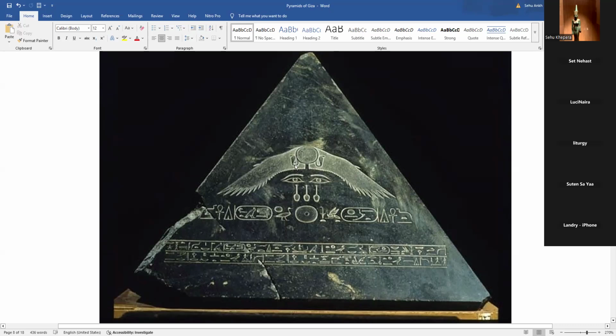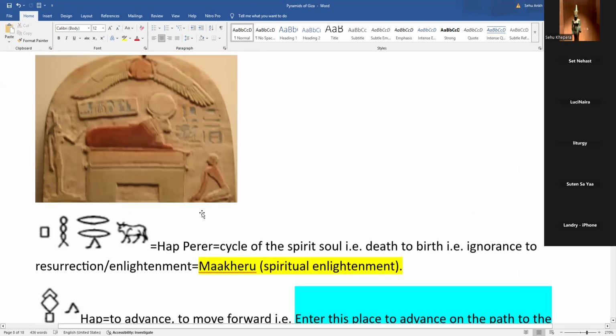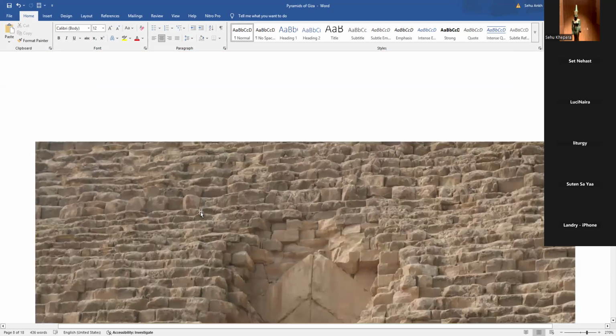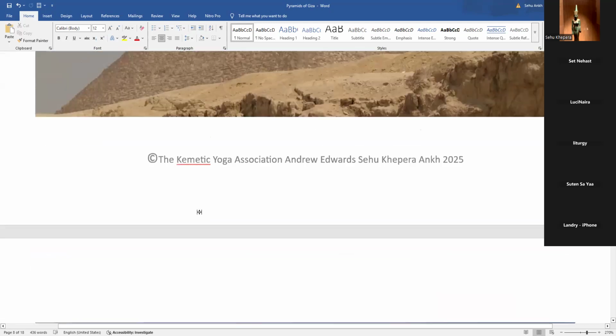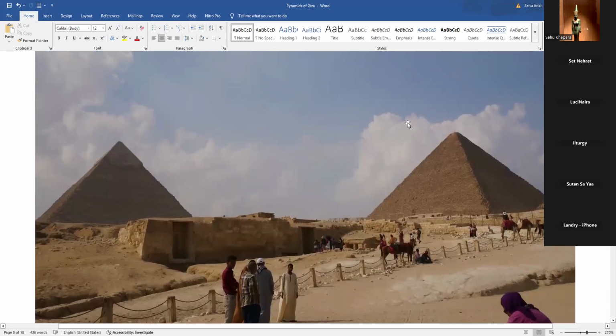So Heru Betet is at the top. So the four sides of the pyramid are actually divinities. And those divinities relate to the four sons of Heru, are the four sides of the pyramid, with each divinity representing north, south, east, and west.